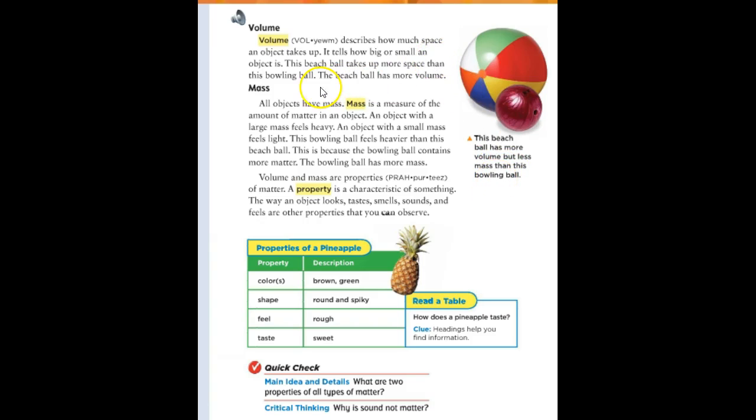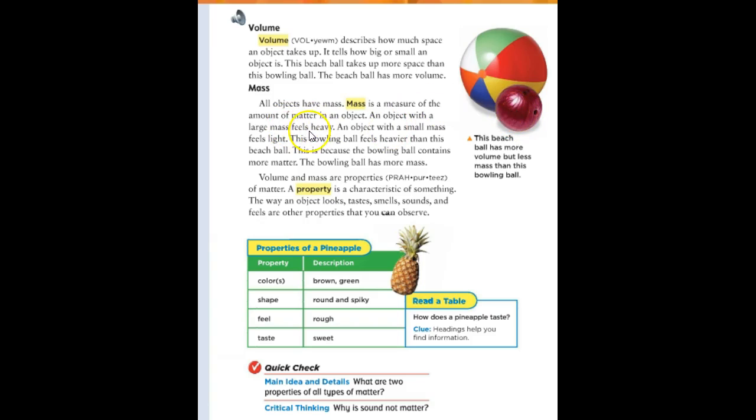So volume is how much space, but mass is the measure of the amount of matter in something. So basically, mass is kind of like the weight, because the more matter that's in something, usually the heavier it's going to be. So mass, all objects have mass. Mass is a measure of the amount of matter in an object. So if you've ever picked up a beach ball and a bowling ball, you know that one of them has more mass, which means it has more matter. The matter that's inside a beach ball is just air. The matter that's inside a bowling ball is solid.